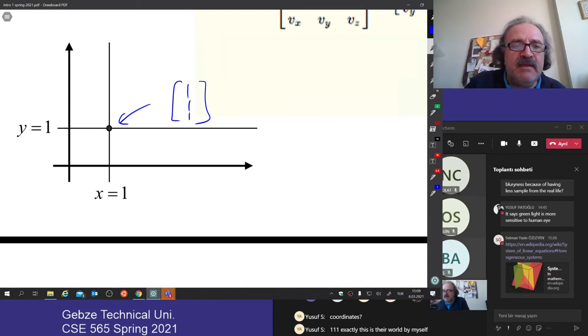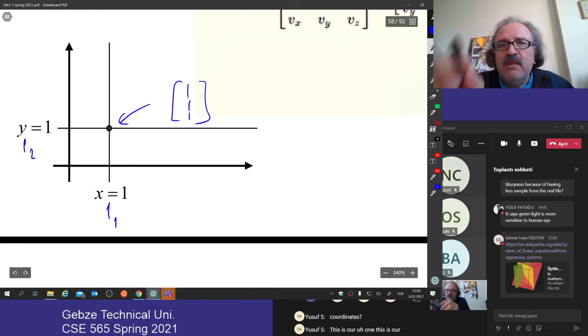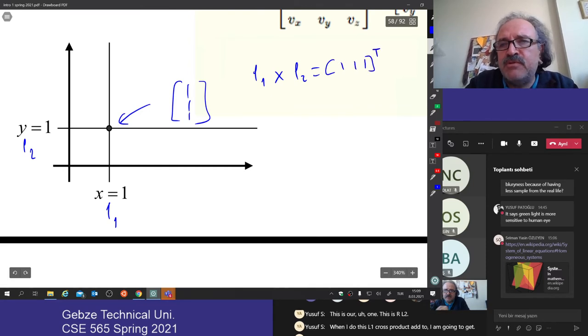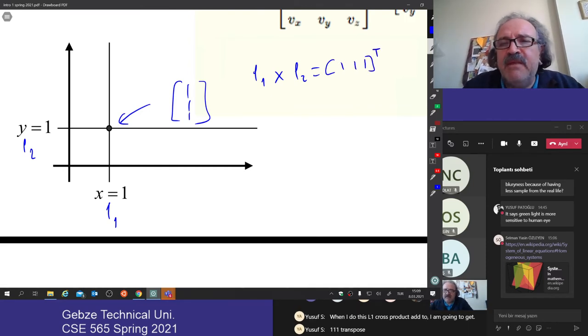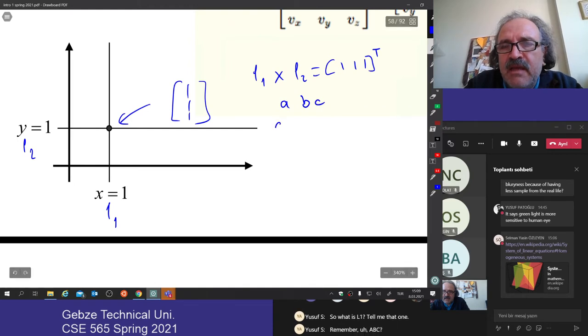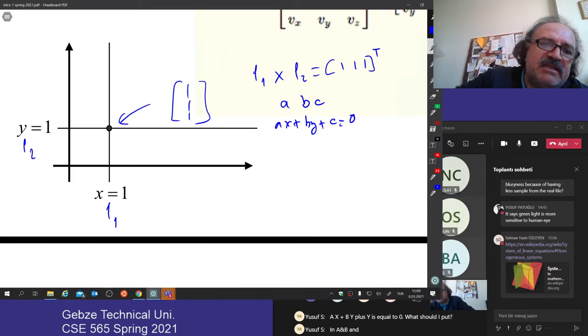So this is our L1. This is our L2. When I do L1 cross product L2, I am going to get 1, 1, 1 transpose. So what is L1? Tell me the L1. Remember A, B, C. AX plus BY plus C is equal to 0. What should I put in A and B and C so that I can represent this line?